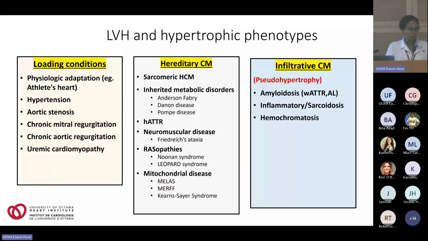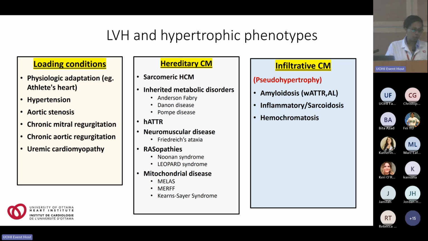So LVH could be due to either physiologic adaptive response, or it could be secondary to pathologic loading conditions, with the most common ones being hypertension and aortic stenosis. Other than hypertrophic cardiomyopathy, we may also need to familiarize ourselves with other hypertrophic phenotypes that can present in an adult age and can mimic HCM. We also commonly encounter infiltrative cardiomyopathies, which do not cause true hypertrophy. Instead, they cause LV thickening due to infiltration and expansion of the extracellular space.